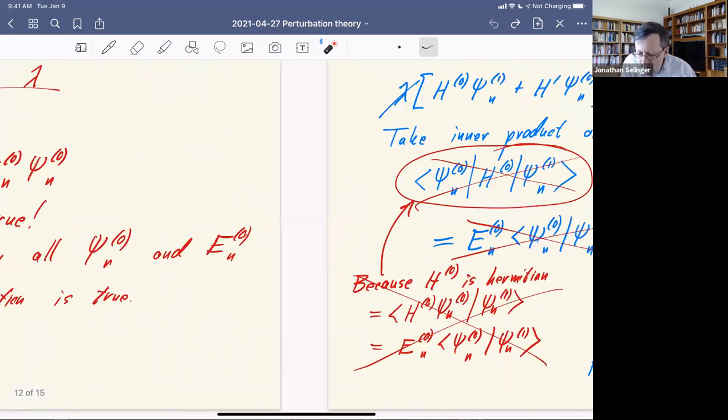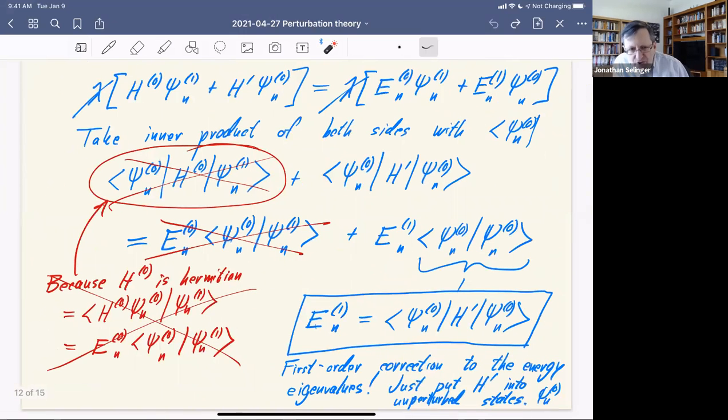What about the 1st order terms? We want to set blue equals blue on the two sides of that equation. That's what we did towards the end of the last class. We can cancel the factors of lambda, and then we have this pair of terms equals this pair of terms.